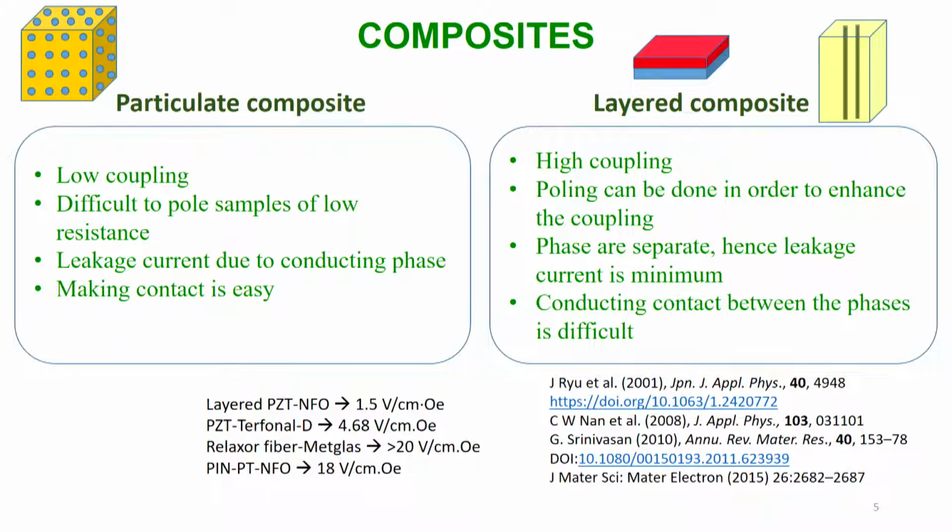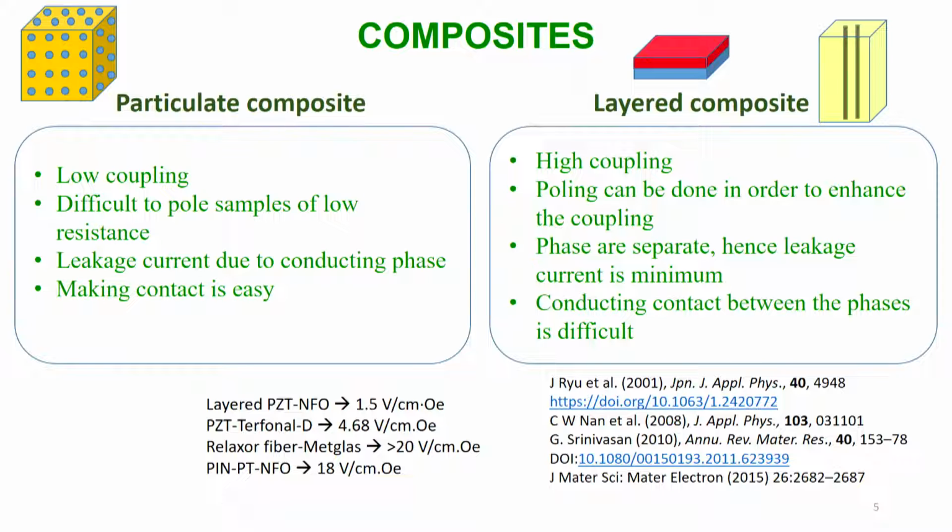Okay. So, the advantage here is that we can have higher coupling compared to the particulate composite, and poling can be done independently. It means for the magnetic phase, anyhow, because these are all ferrite materials, you don't need to have a separate one, but the poling can be done as per your wish. Okay. And then these phases are going to be separate, and therefore the leakage current is also going to be minimum. Okay.